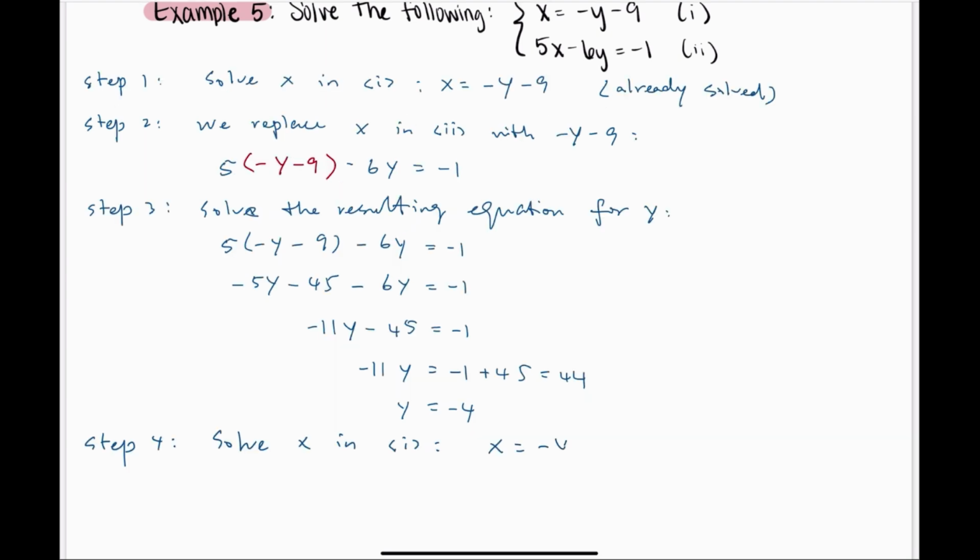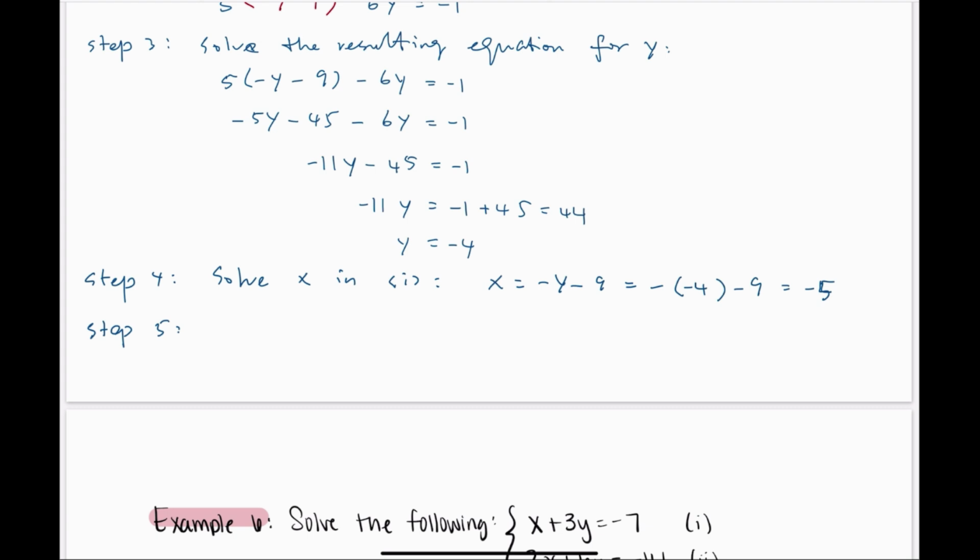Step 4. Substitute the value of y into the first equation to solve for x. We have x equals negative y minus 9. Substituting y equals negative 4, x equals negative (negative 4) minus 9. x equals 4 minus 9. x equals negative 5. Step 5. The solution is (x, y) equals (negative 5, negative 4). This means the two lines represented by the equations intersect at the point (negative 5, negative 4).